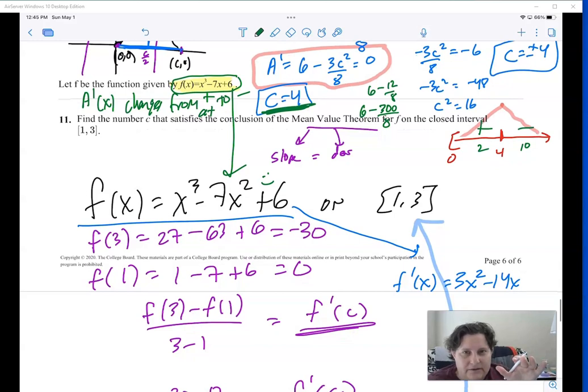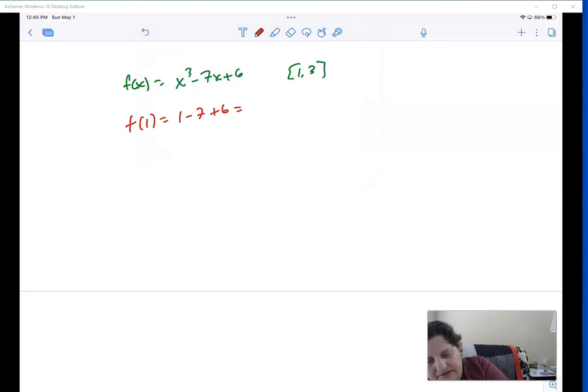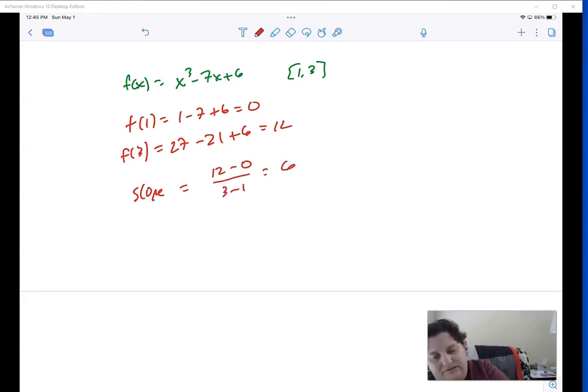Let's bust this out real quick though. X to the third minus 7x plus 6. Okay, I'm gonna redo this. Okay, so here's what we got. F of 1 is 1 minus 7 plus 6. F of 3 is 27 minus 21 plus 6. Oh, so my slope is f of b minus f of a over b minus a. My derivative is 3x squared minus 7.